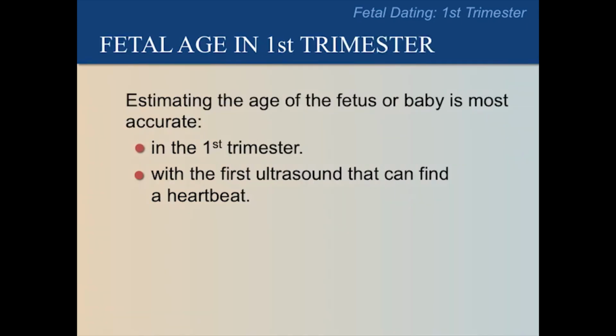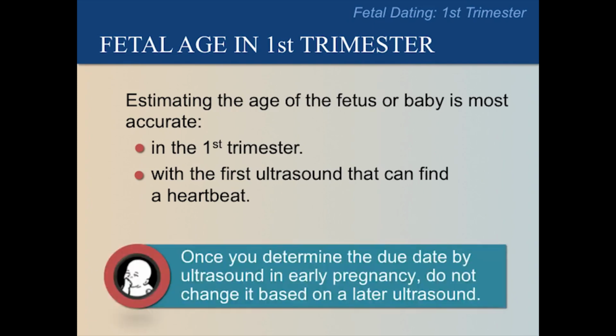In the first trimester, the size of the fetus does not vary as much as it does in the second or third trimester. Therefore, fetal age will be more accurate if you measure it in the first trimester using the first sonogram that can find a yolk sac or fetal pole with a heartbeat. An ultrasound without a yolk sac or fetal pole and heartbeat is too early. Once you determine the due date by an early pregnancy ultrasound, do not change it based on a later ultrasound.